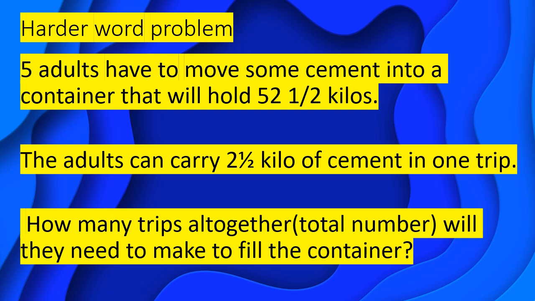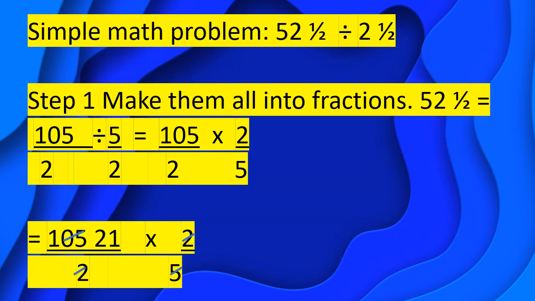Another harder word problem. 5 adults have to move some cement into a container that will hold 52.5 kilos. The adults can carry 2.5 kilos of cement in one trip. How many trips altogether, total number, will they need to make to fill the container? So the simple math problem converted from the story is 52.5, the total amount that the container will hold, divided by 2.5, which is the amount that each person can carry on one trip.